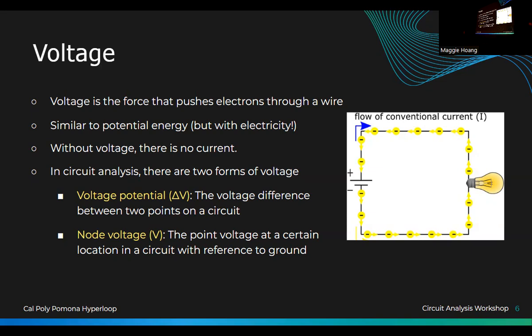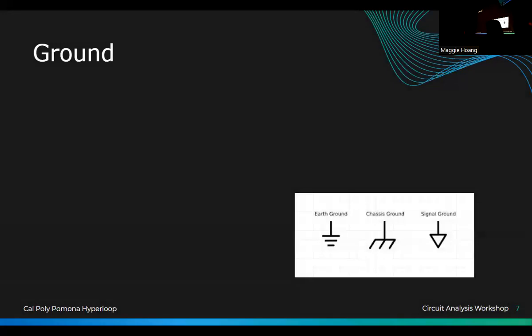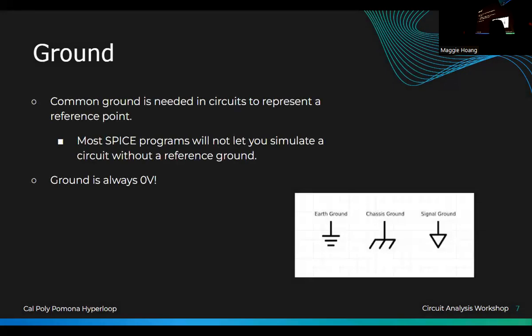And we'll do more examples of that when we do some practices. All right. Oh, perfect. Ground. So what is ground? When I say ground, what do you guys think of? The ground, right? Yeah, so ground is ground.